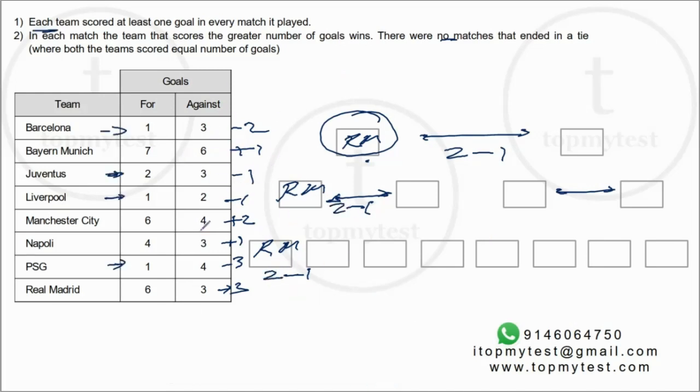Now let us identify who is going to play against who. We know Barcelona, Juventus, Liverpool and PSG lose in the first round. Now Real Madrid has won the first round match 2-1. So the only team which loses 2-1 in the first round is Liverpool. So we know Liverpool plays against Real Madrid in the first round. So we have taken care of all Liverpool's matches.